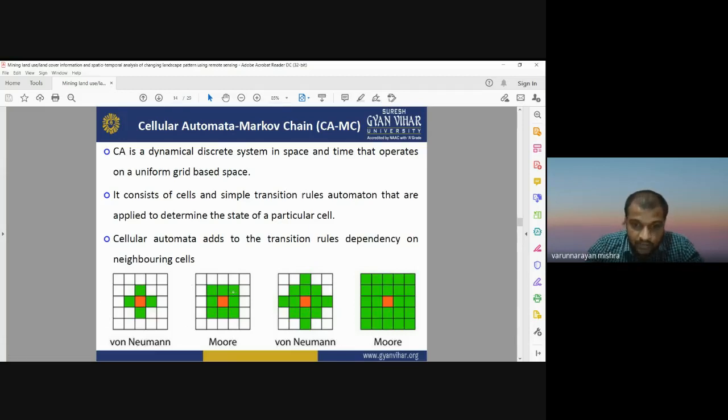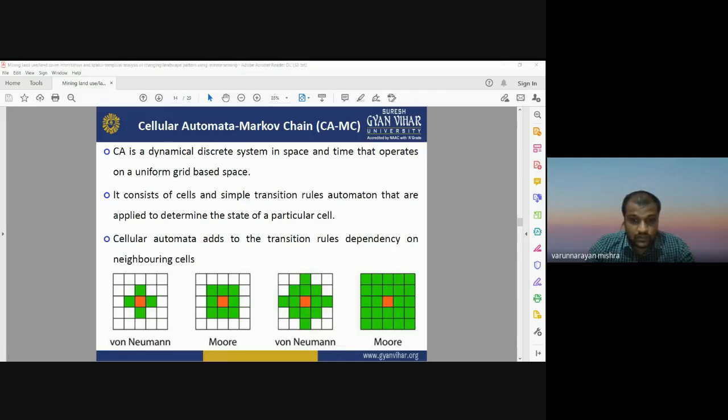It may have any of the conditions depending on the complexity in the study area, depending on the complexity in the land use land cover. Generally, it works in 2 different ways, that is 4 pixel and 9 pixel. But on the basis of the complexities, in case of more complexities, it may have other ways to select the central pixel and neighboring pixels. That is von Neumann and Moore.